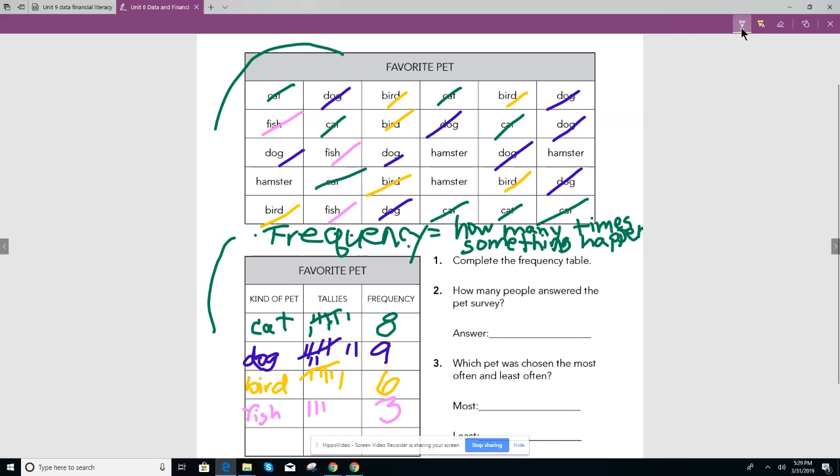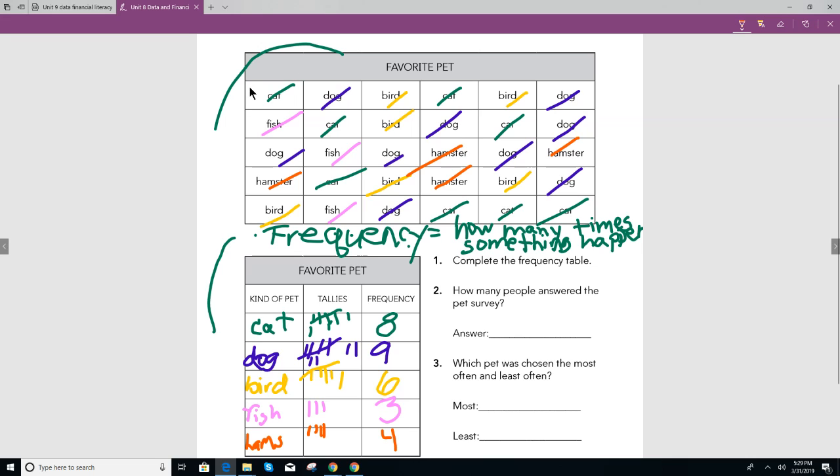And then the last one is hamsters. Let's make that orange. You're not going to be able to see it very well. Hamsters. 1, 2, 3, 4. That's it, only 4.